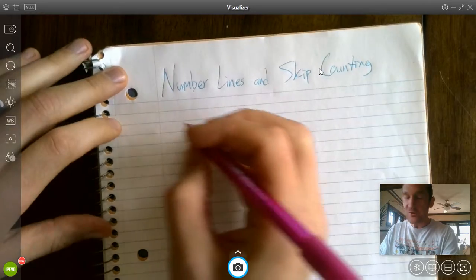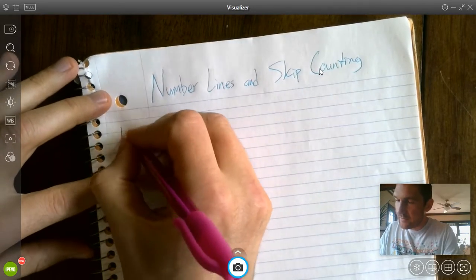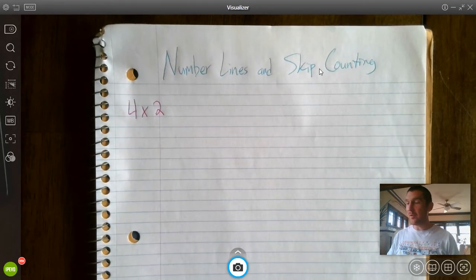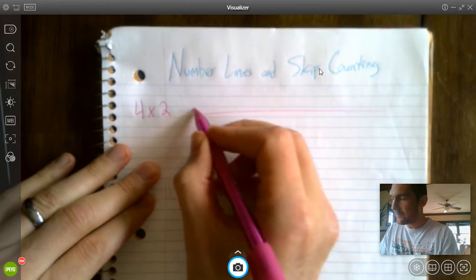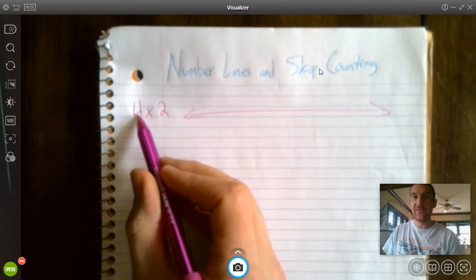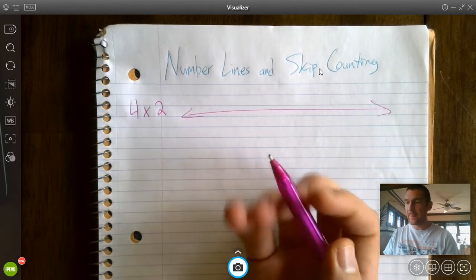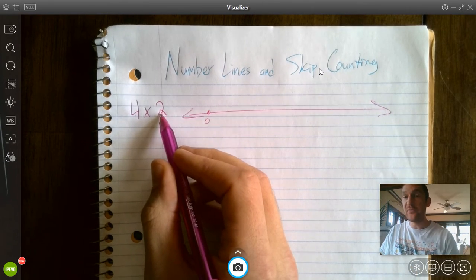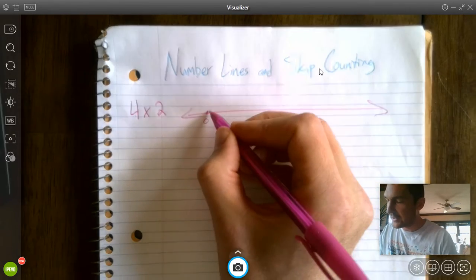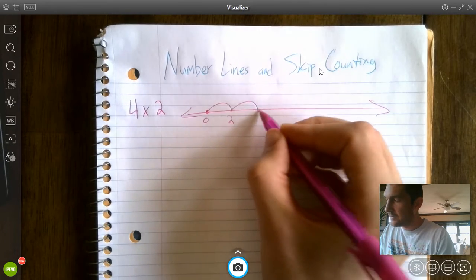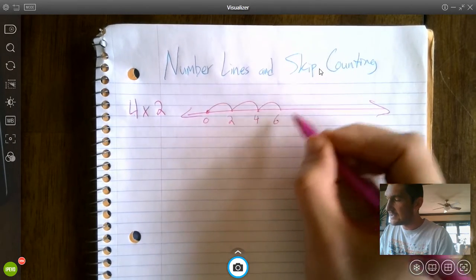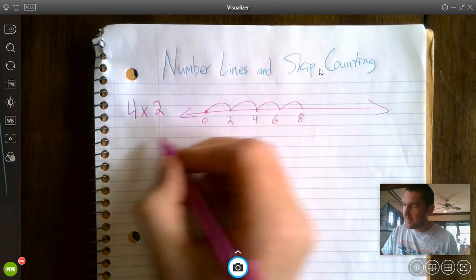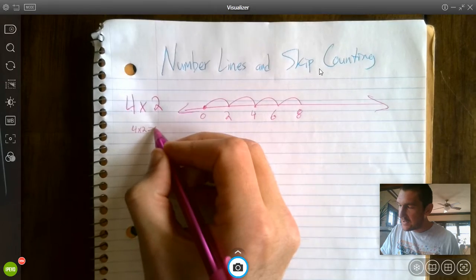So, the first problem we're going to think about is 4 times 2. Okay. Now, on a number line or with skip counting, you could think of this problem like this is 4 groups of 2. Okay. So if I start at 0, I could count 2 4 times, 4 groups of 2. So I could go 2, 4, 6, 8. Okay, and that'd be my answer, right? 4 times 2 equals 8.